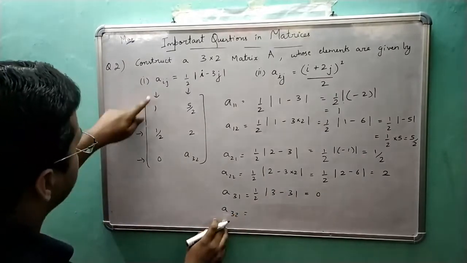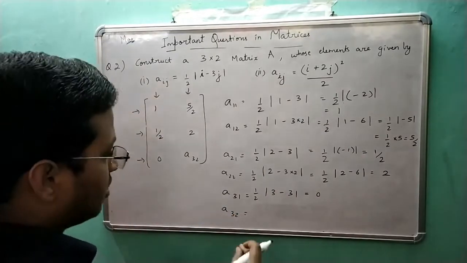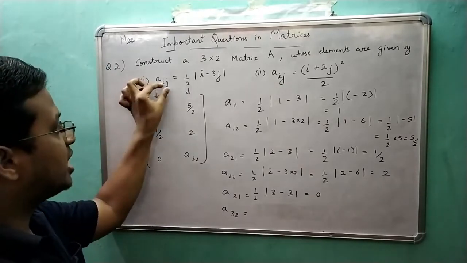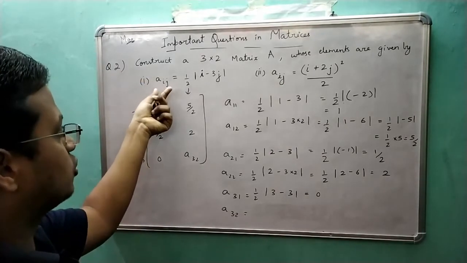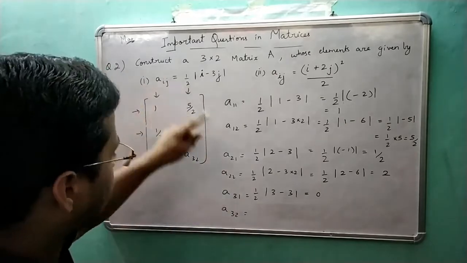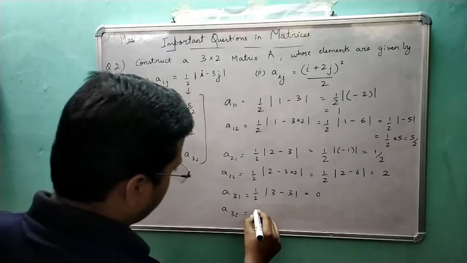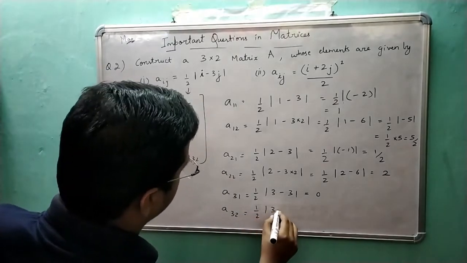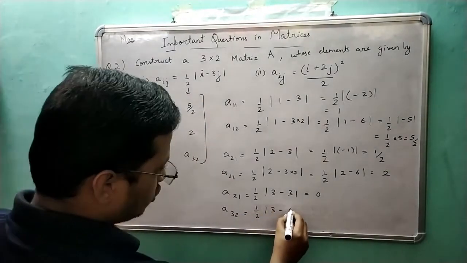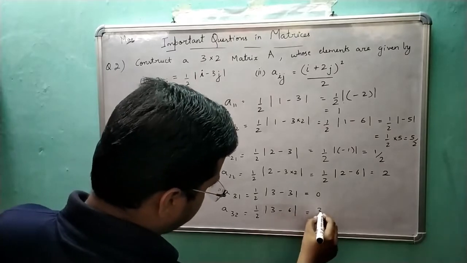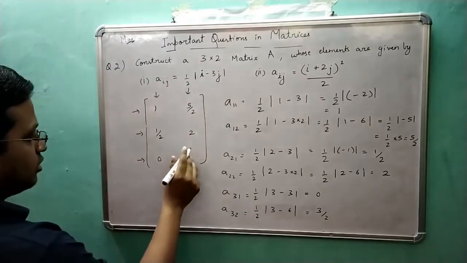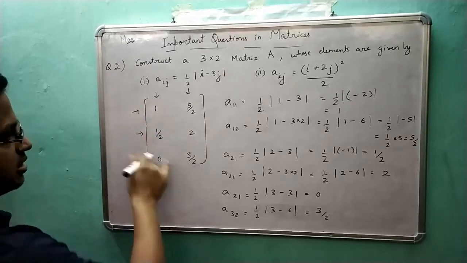A32: i is 3, j is 2. Be careful, in some questions this might be given as ji, which would mean j is 3, i is 2. But in this case, i is 3, j is 2. Let's put it here. So half of mod of 3 minus 3 into 2, that is 6, so minus 3. So this is 3 by 2. So our matrix is like this.